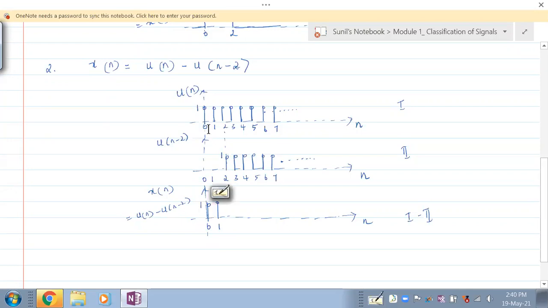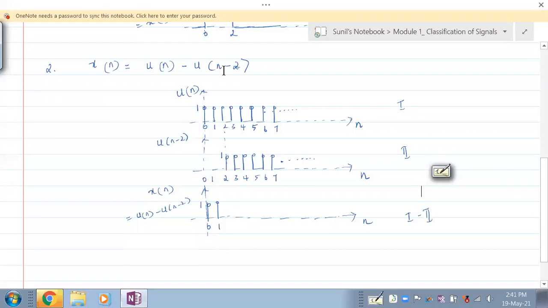Why? See here, at 0 you don't have a sample in the second signal, but you have a sample in the first. So sample 1 minus no sample, that is 1. At 1, sample 1 minus no sample, that is again 1. At 2 you have a sample of amplitude 1 in both, so 1 minus 1 would be 0. And at 3 also the same thing. So from 2 onwards, on both these signals, you have samples of amplitude 1. So the samples cancel each other. So you'll be having samples ranging from 0 to 1 only.